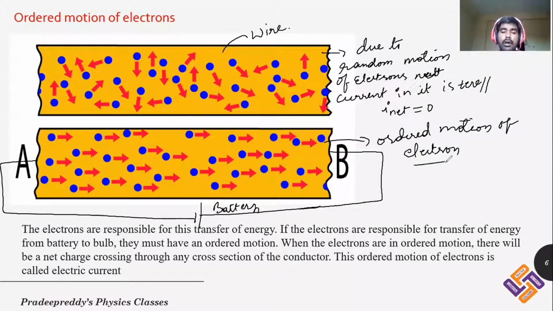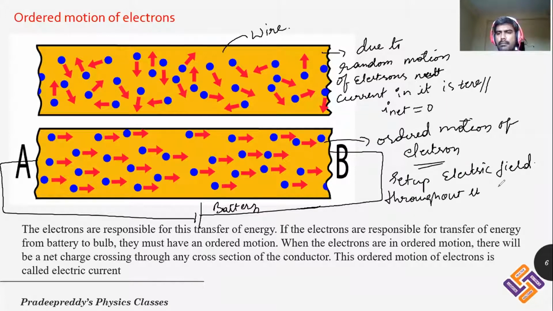Why is there ordered motion for the electrons? Because you are connecting a battery. And what does this battery do? Battery will set up an electric field throughout the wire, and that electric field is always directed from the positive terminal of the battery to the negative terminal of the battery. So that is usually in this direction. This is the electric field set up.